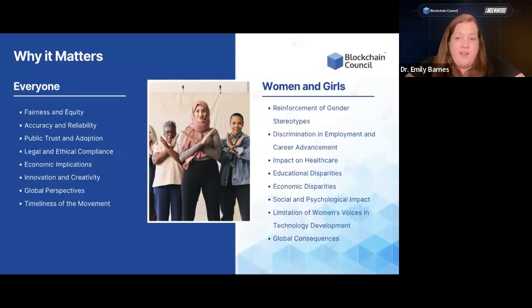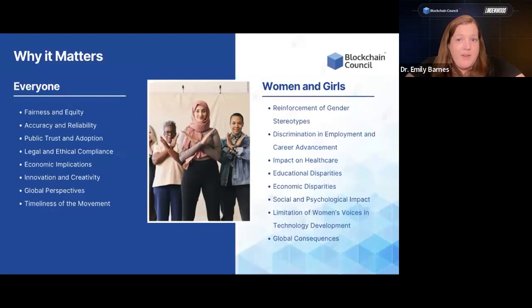The next would be number six for everyone, innovation and creativity. So diverse and unbiased AI can lead to more innovation and creative solutions. Now, there's plenty of people who argue with me on that. But right now, if we're considering a wider range of perspectives and experiences, AI systems can be developed to meet these broader needs of the user base and be more inclusive and have a better technological design.